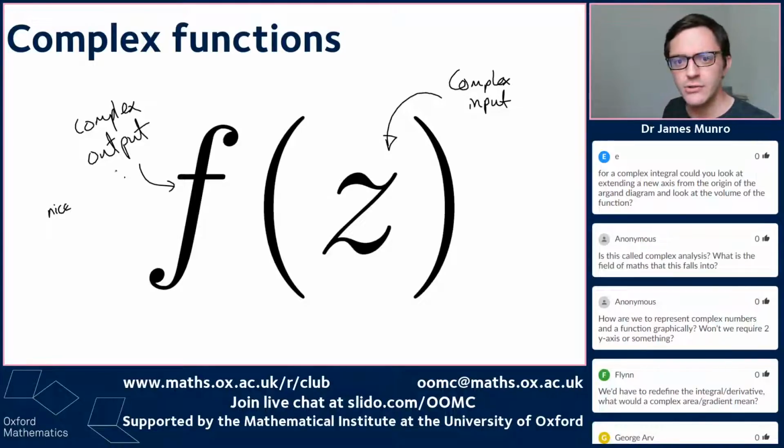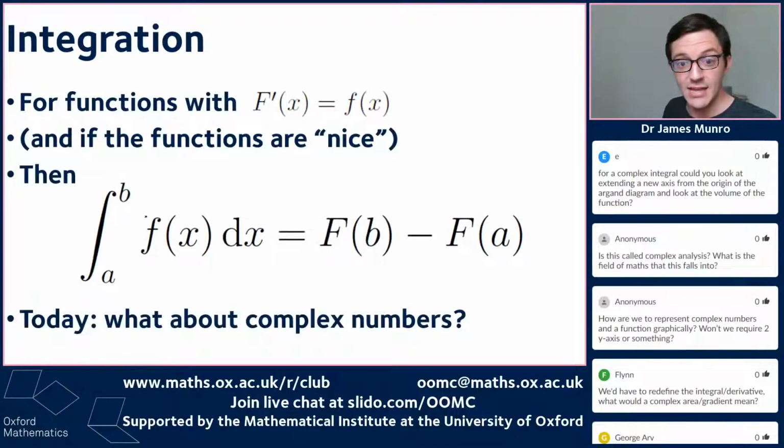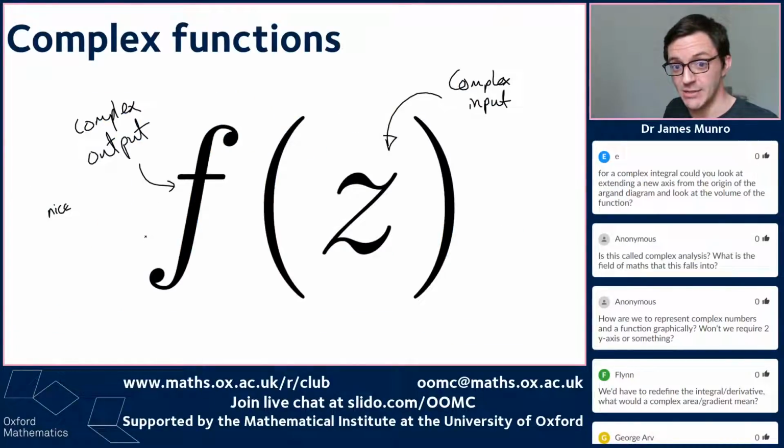E says, for a complex integral, could you look at extending a new axis from the origin and look at the volume of a function? So people are thinking about this higher dimensional sort of thing. I suppose what I want to think about is integrals that look as much like this as possible, where we have a starting point and an end point, and we're integrating values of the function. This is what it feels like to invent mathematics. We're going to try and make something a bit like this, but put some of these complex functions in and replicate that as much as we can for complex numbers.